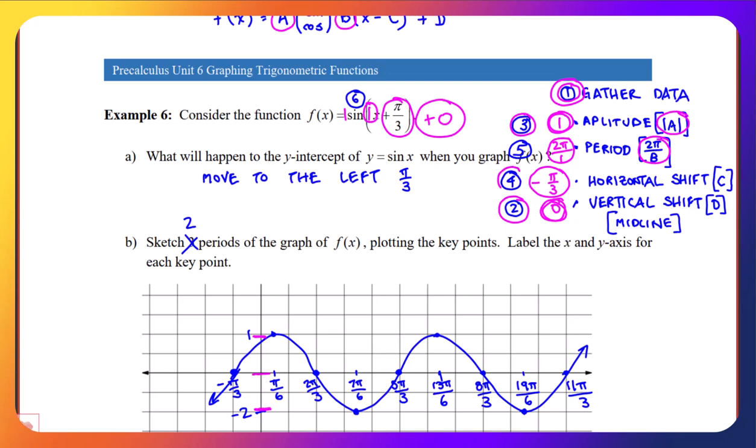Now the fourth thing I would do is the horizontal shift. That's going to be pi over 3. And so pi over 3 to the left, that's going to be here. And so I'm going to call one box pi over 3, which means now every box has to be pi over 3.